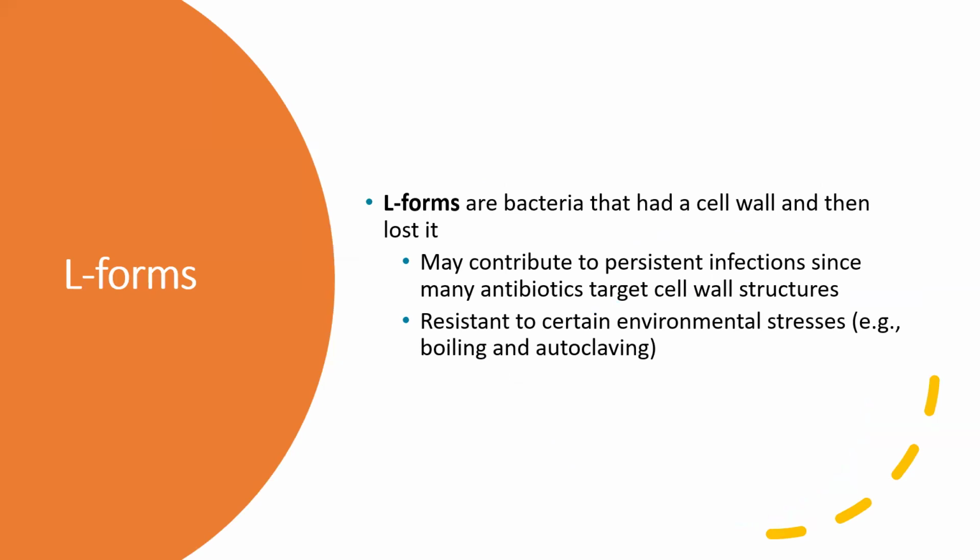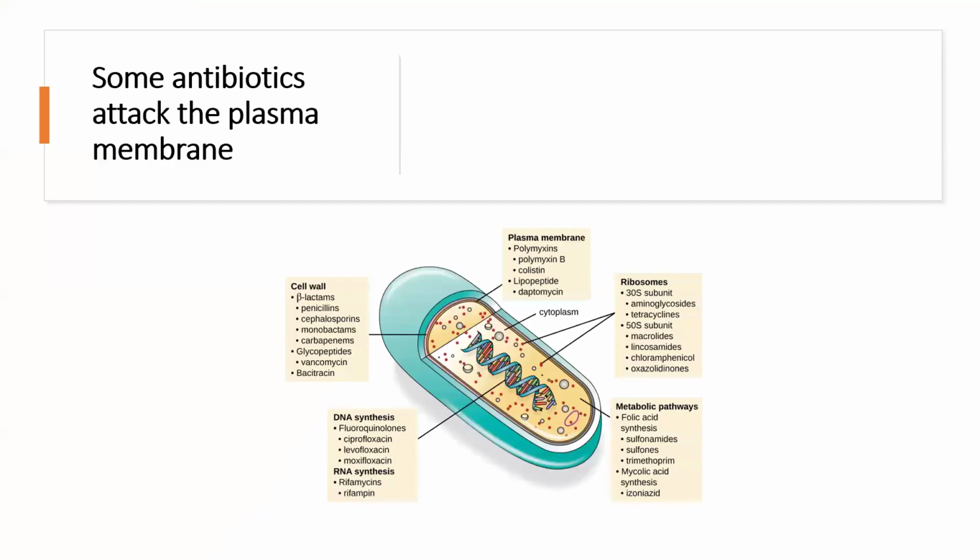In comparison, we have L forms, which are bacteria that normally have a cell wall but then lose it. This can contribute to persistent infection and make them resistant to some environmental stressors and other antibiotics.